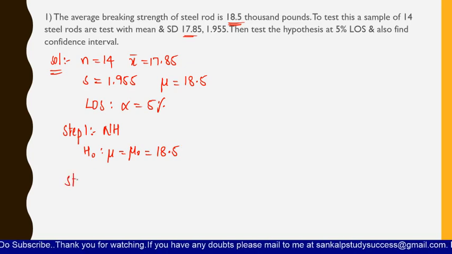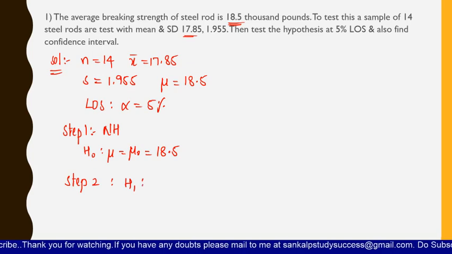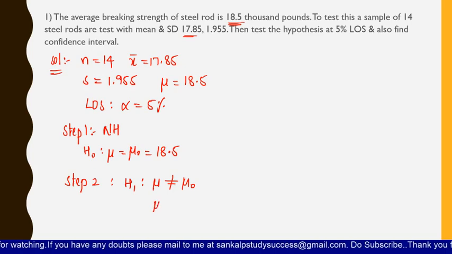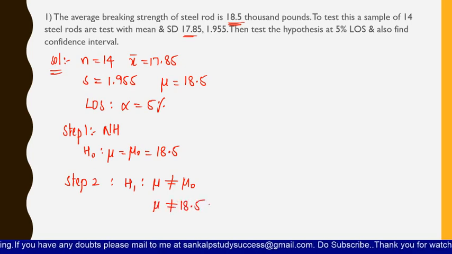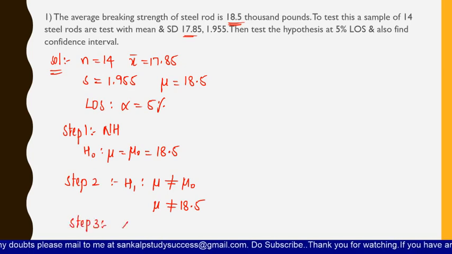In step 2, which is H1, that is the alternative hypothesis. Here H1 means mu is not equal to mu naught, right? That means mu is not equal to 18.5. This is the alternative hypothesis, which is step 2. Now coming to step 3, which is the level of significance, alpha.